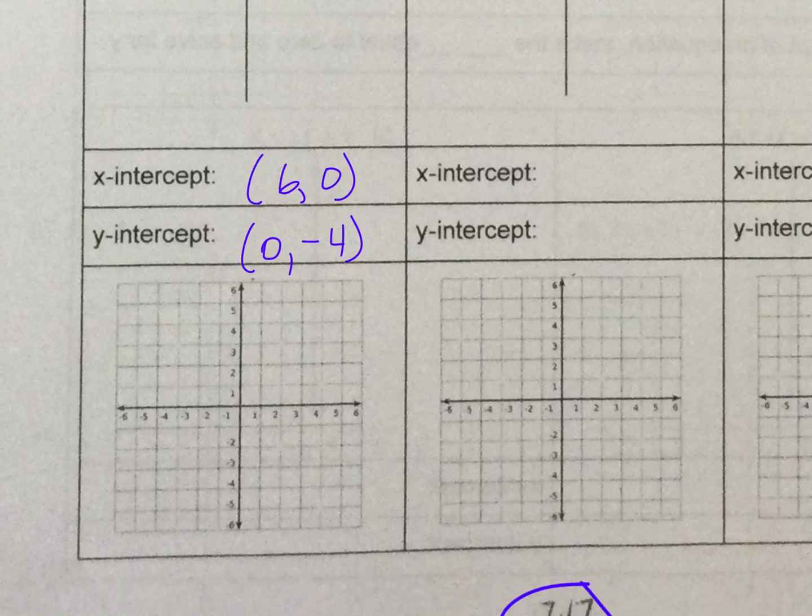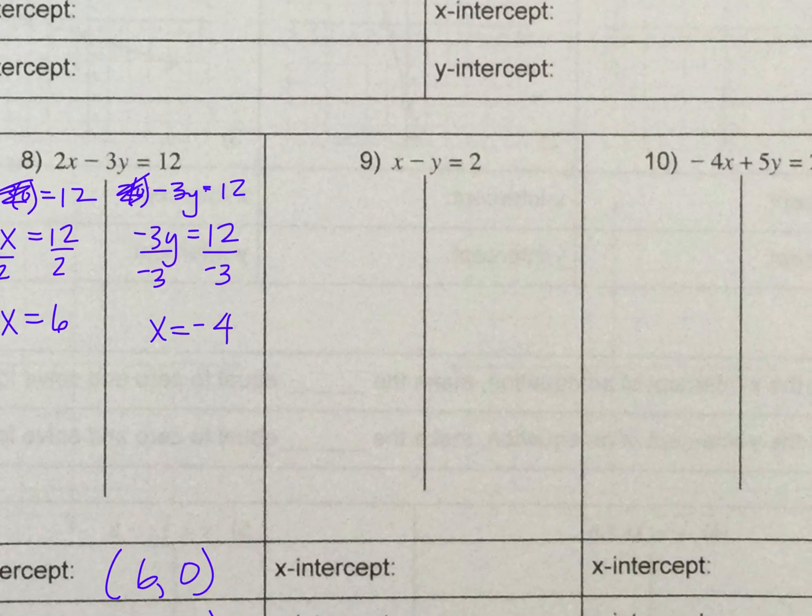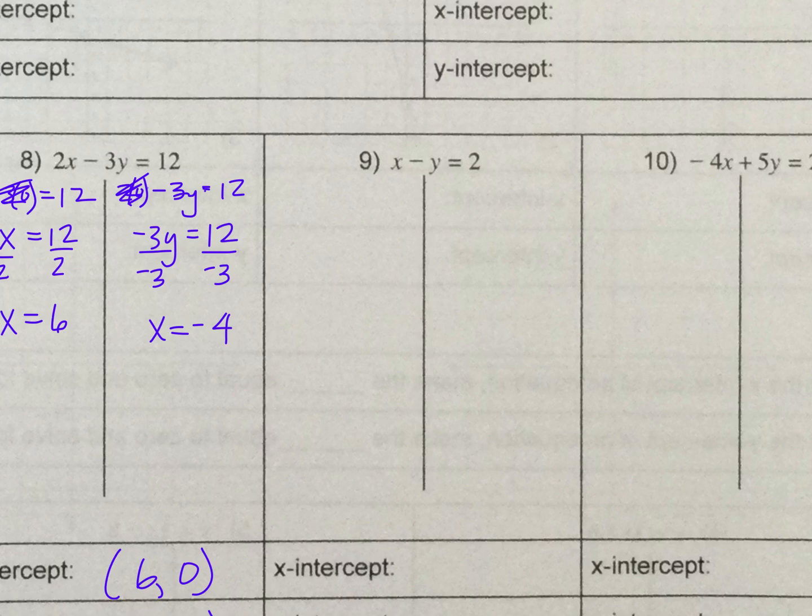6, 0. So I go over 6. And then 0, -4. I go down, put one right there. Draw my line. Let's do the next one. I need to write the problem 2 times.